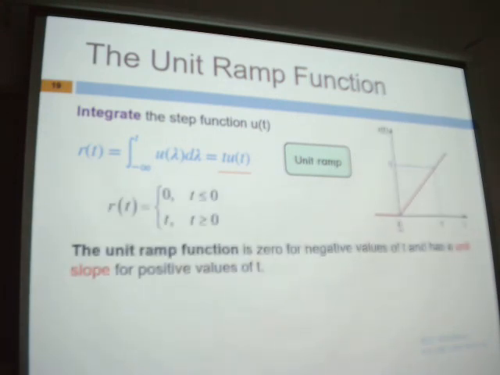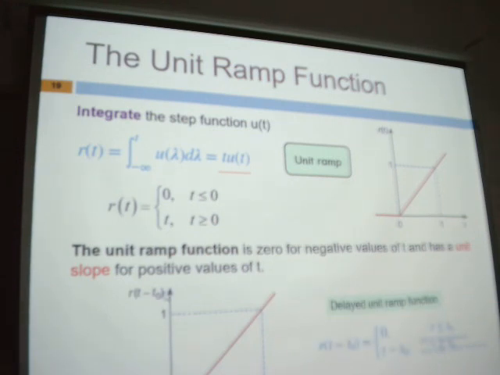Before t equal to 0, it is a straight line where all of the values are equal to 0. After t equal to 0, it becomes a line with a slope. The slope is a positive value of t.